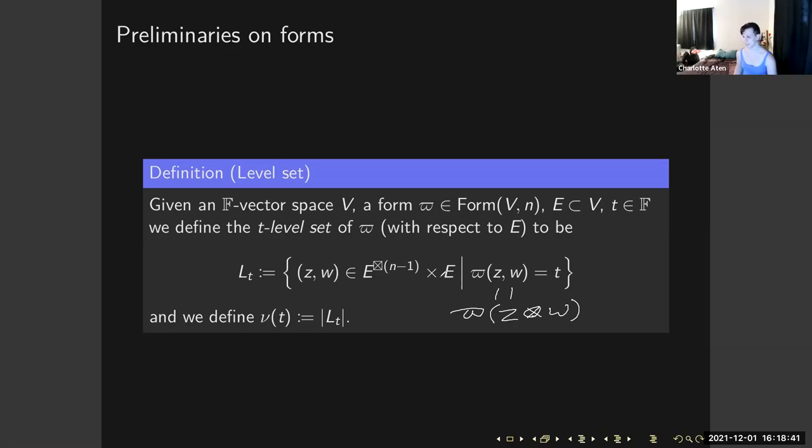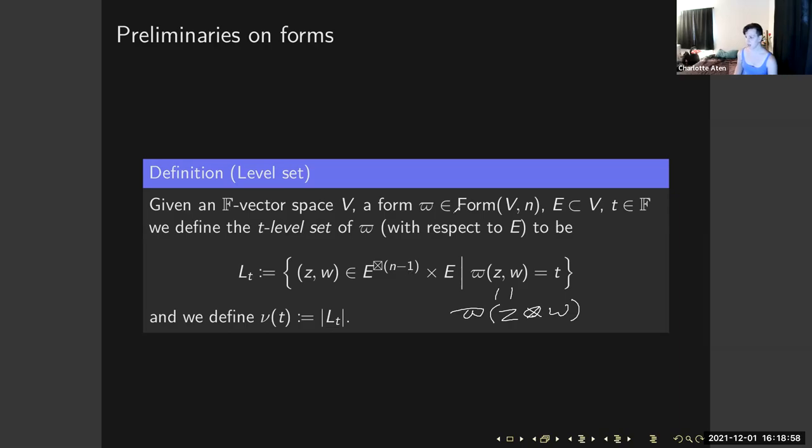And again, I apologize for this particularly weird splitting here, but we'll see that basically it's what we need to be able to apply Cauchy-Schwarz. Okay. And so then nu of T is going to be the size of this level set.